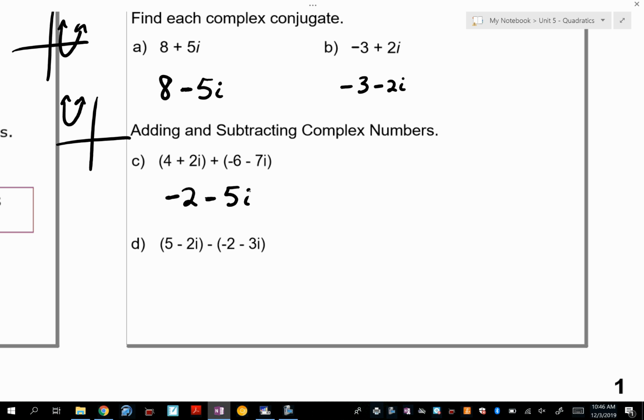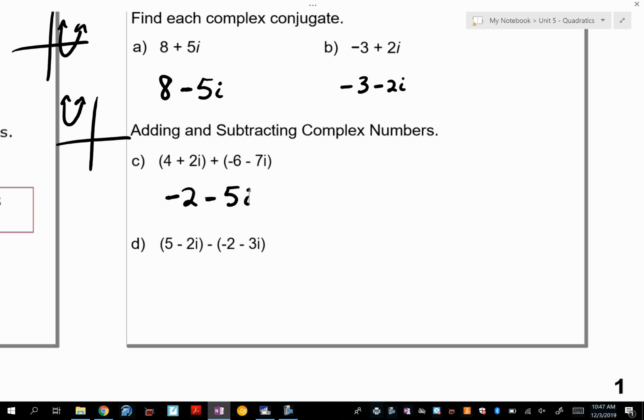Carlos? 2i minus 7i is negative 5. Could you write it as negative 2 plus negative 5i? You would be wrong. It's not asking for a conjugate. It just says to add them. I never said that. All I said was when you find the conjugates, you make the imaginary part opposite. We are not finding conjugates in these problems.